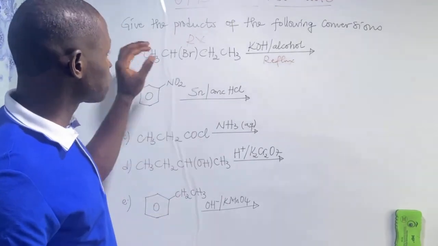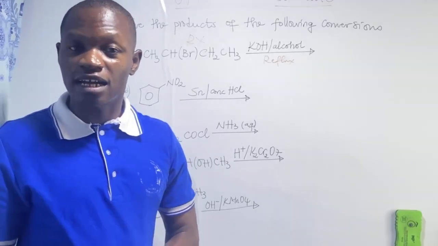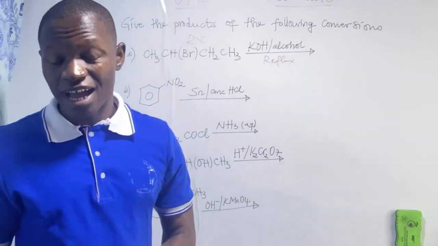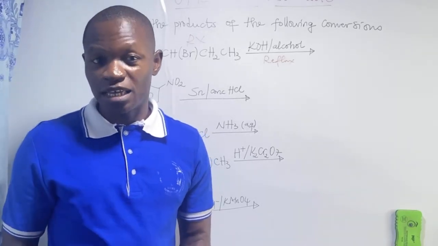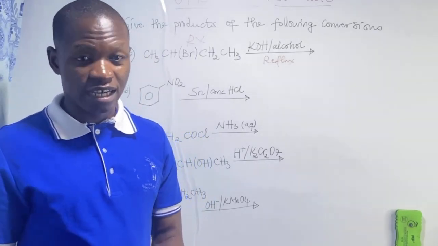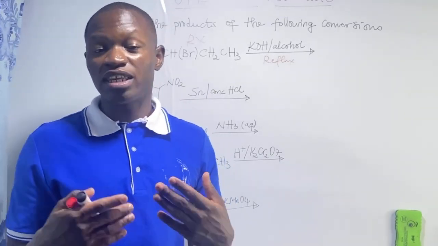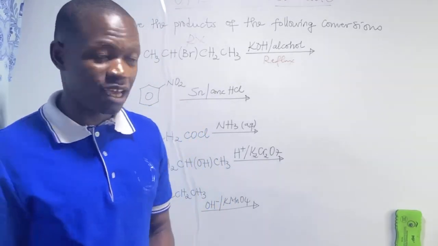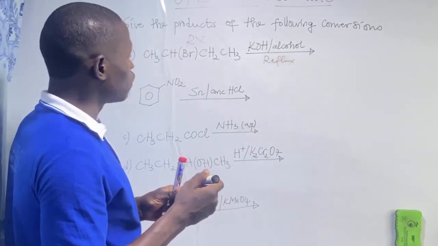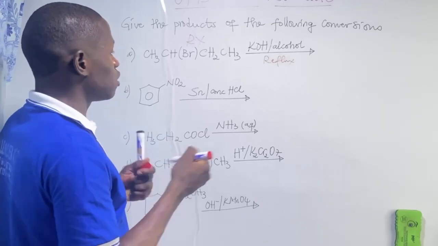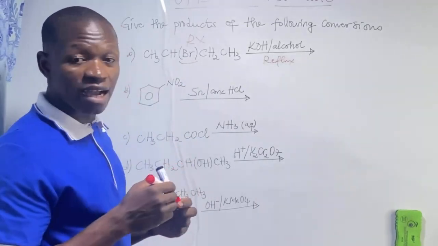Then secondly, when a halogenoalkane reacts with alcoholic alkali, it produces an alkene. If it reacts with an aqueous alkali, it produces an alcohol, right? Halogenoalkanes undergo elimination reaction when they react with alcoholic alkali. So how do we eliminate? We are going to remove the halogen together with one hydrogen on the beta carbon.